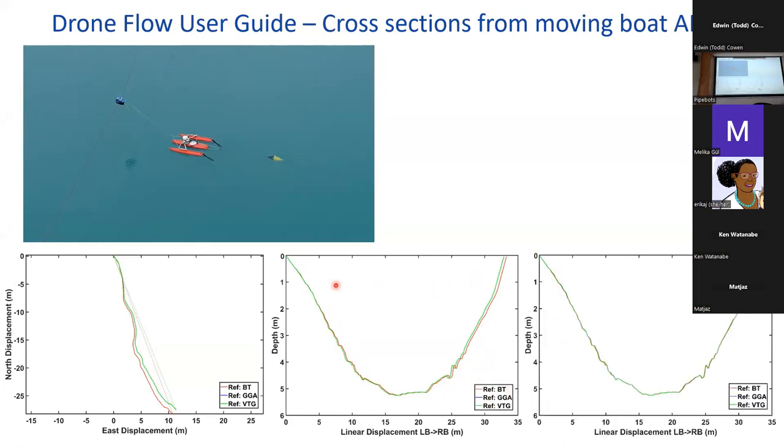The cross section can then be rescaled to a user defined cross section width that's been measured using other ways, such as survey RTK GPS. The user can select which distance reference to use, and then the other distance reference will be rescaled to that width. And so you can see here that the cross sections nicely fit once rescaled.